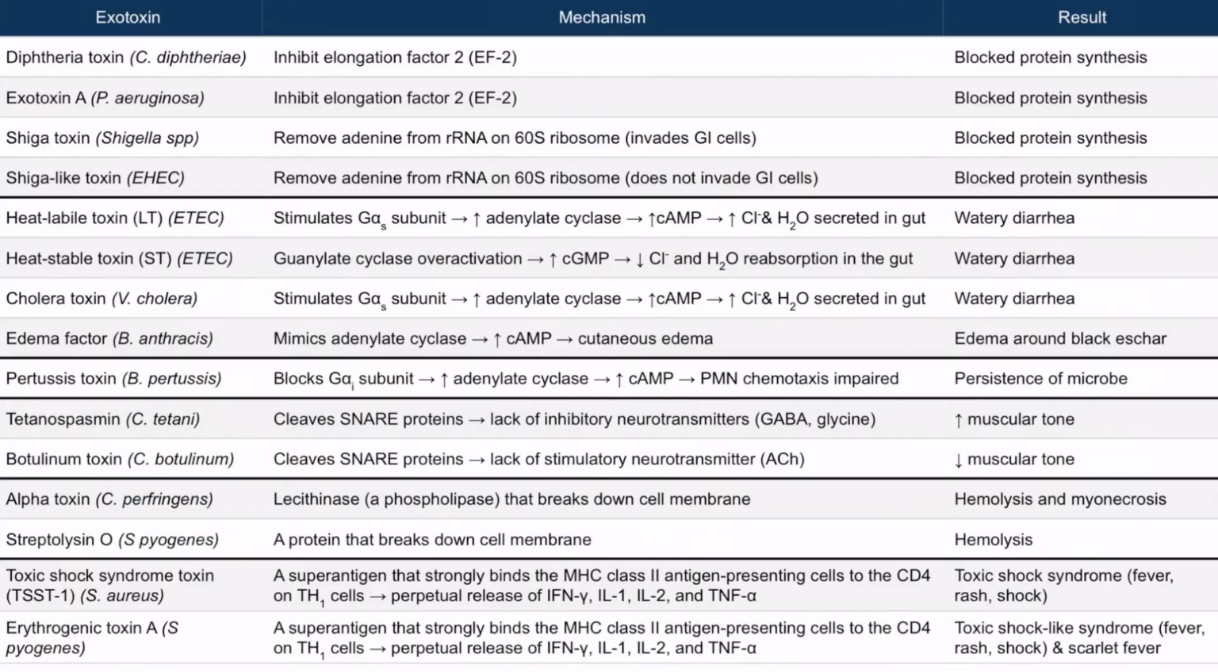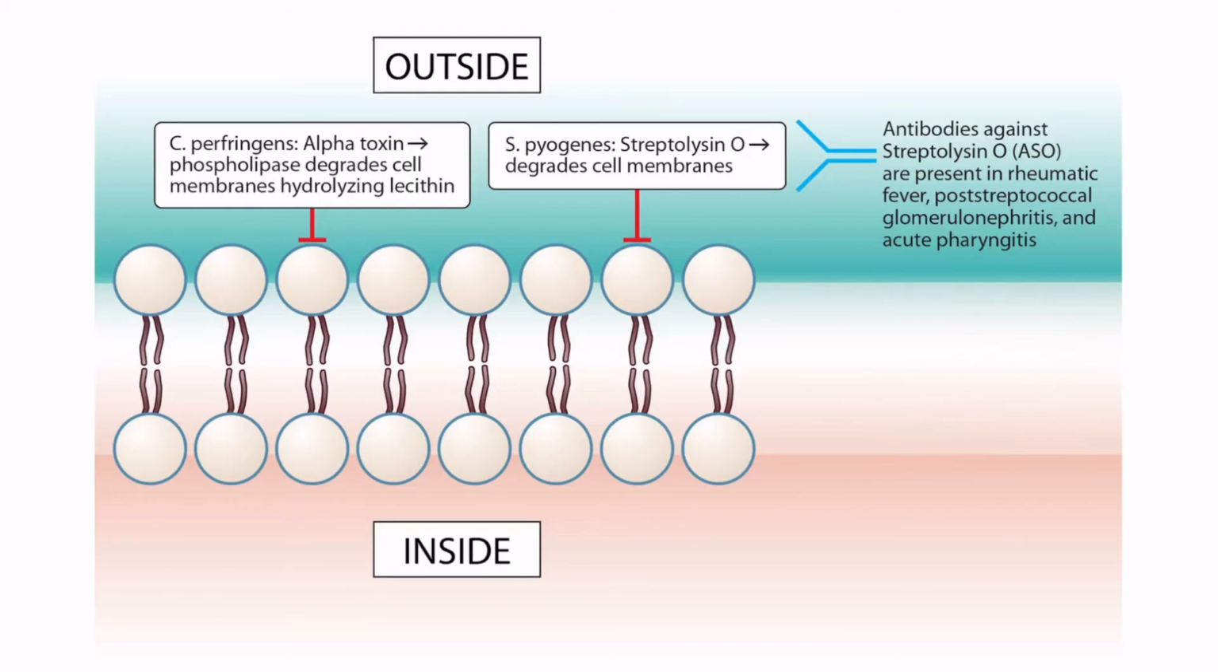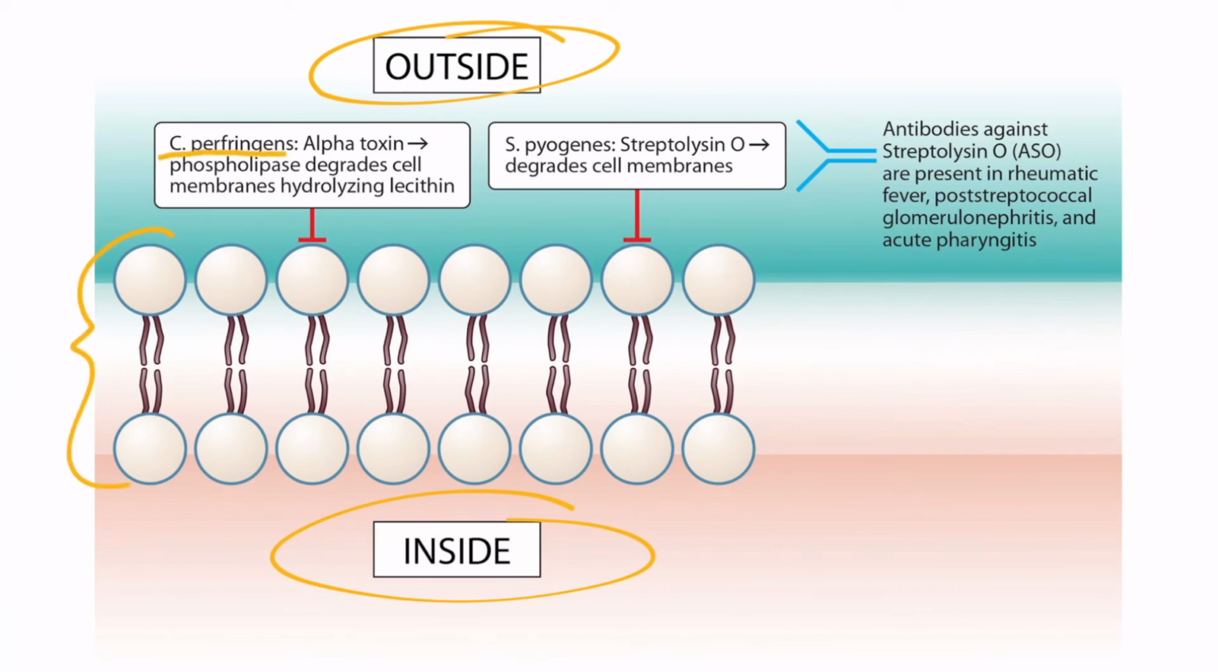Now let's discuss the exotoxins that lyse cell membranes, alpha toxin and streptolysin O. This image shows the cell membrane of our cells. Here's the outside of the cell, and here's the inside, and it's separated by this cytoplasmic membrane, which you can see here. Clostridium perfringens uses this alpha toxin. This is simply a phospholipase which degrades the cell membrane, and it hydrolyzes lecithin.